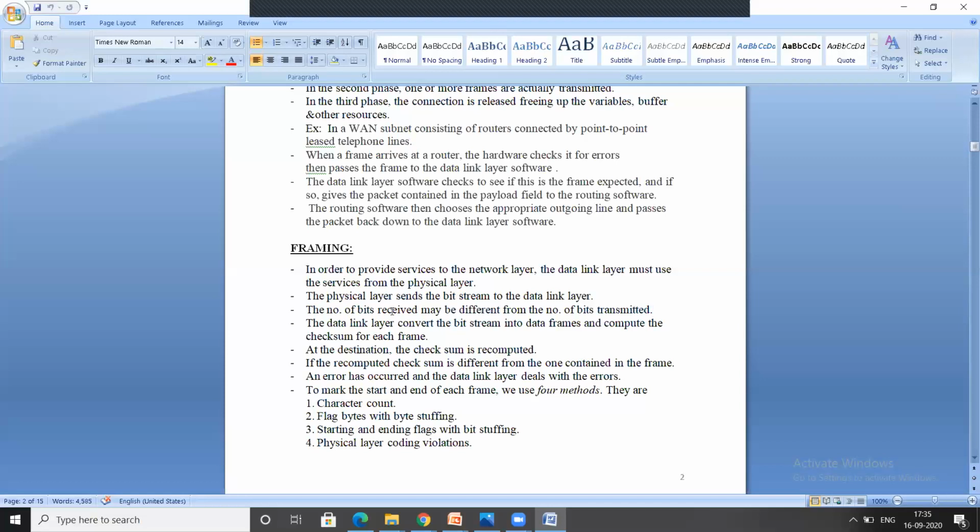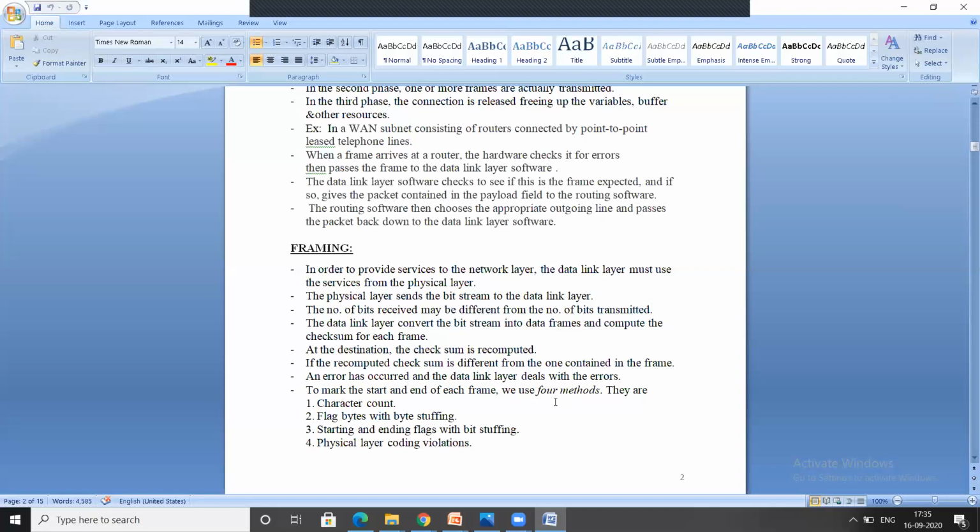To know the errors, to detect the errors, we have to mark the start. We need to know the starting and ending of the frame. See here the point: to mark the start and end of each frame, we use four methods.